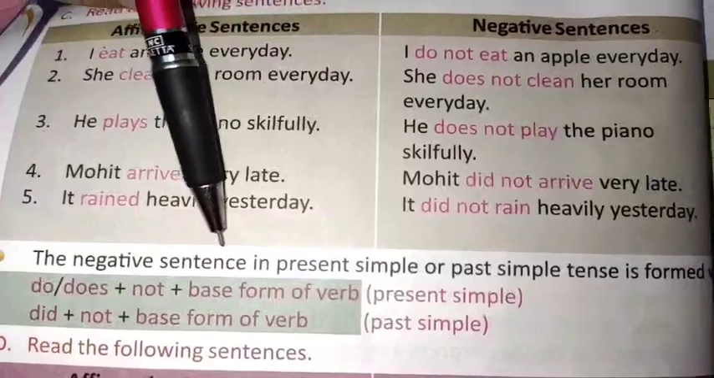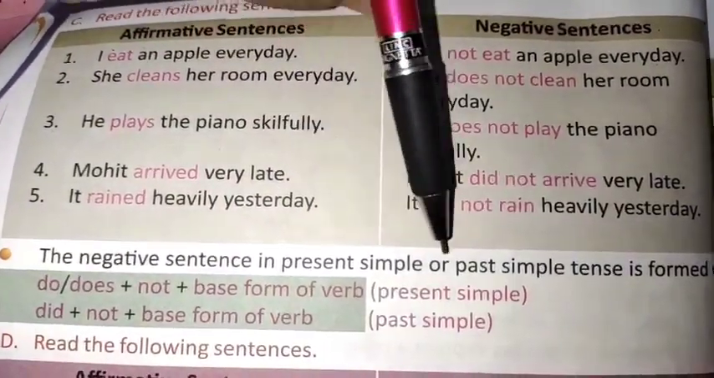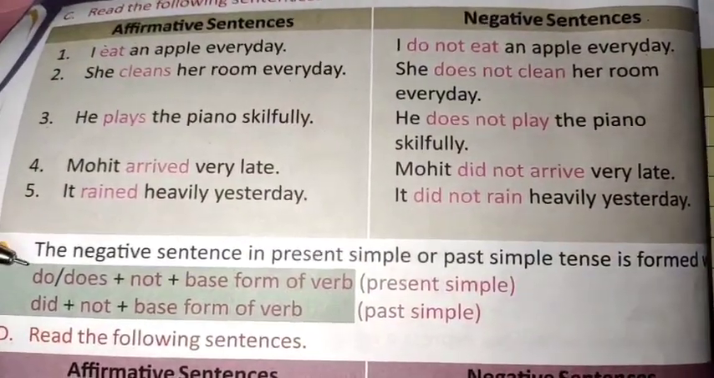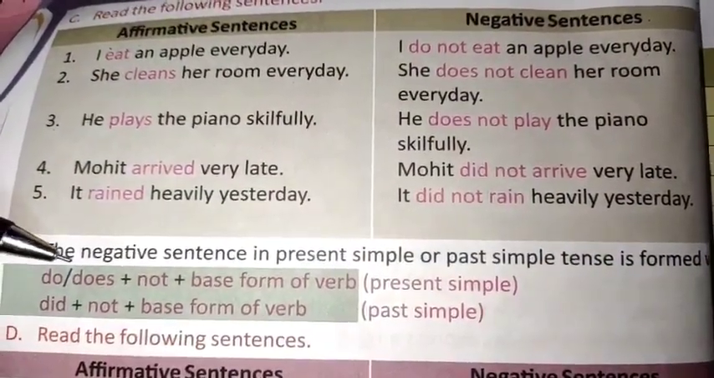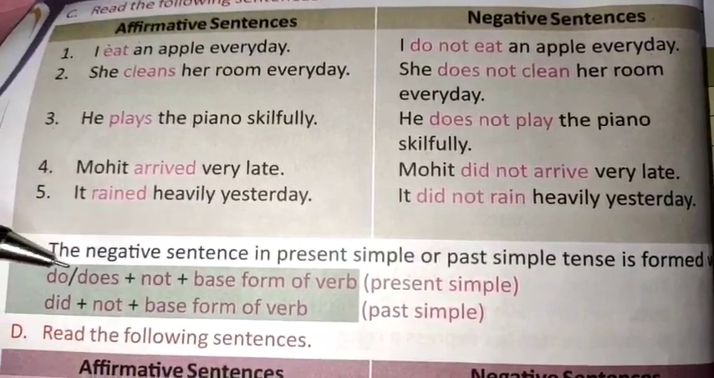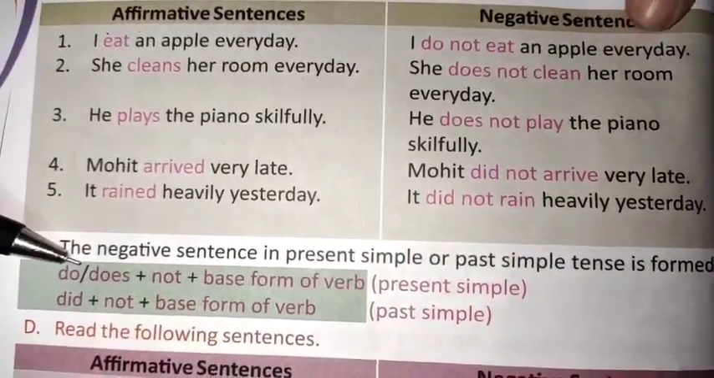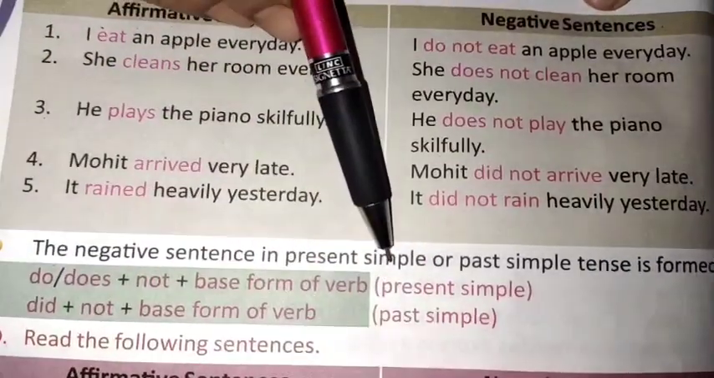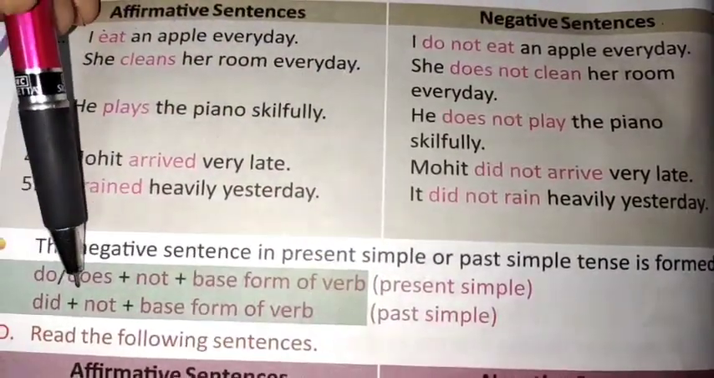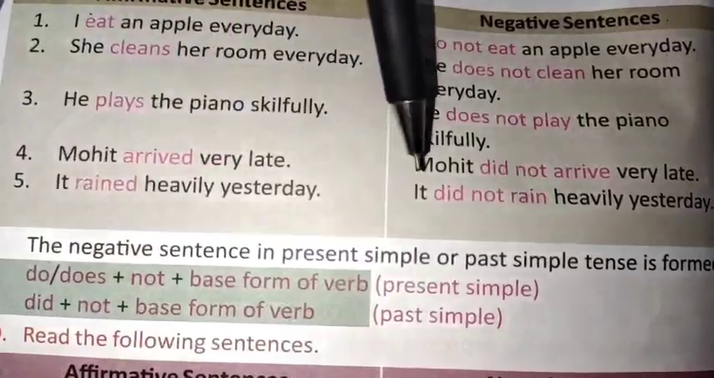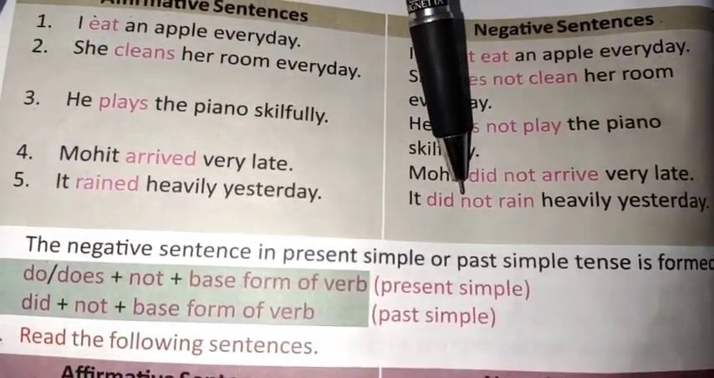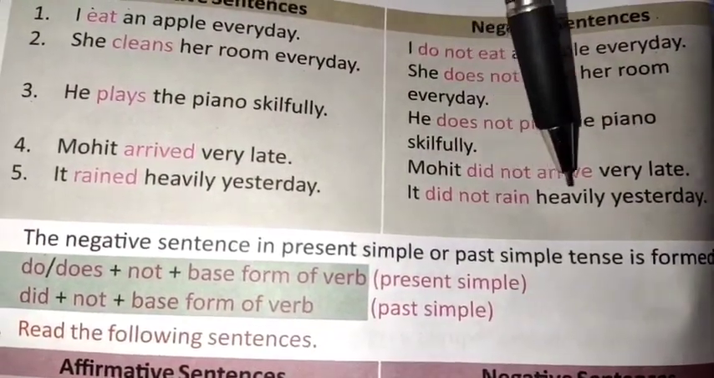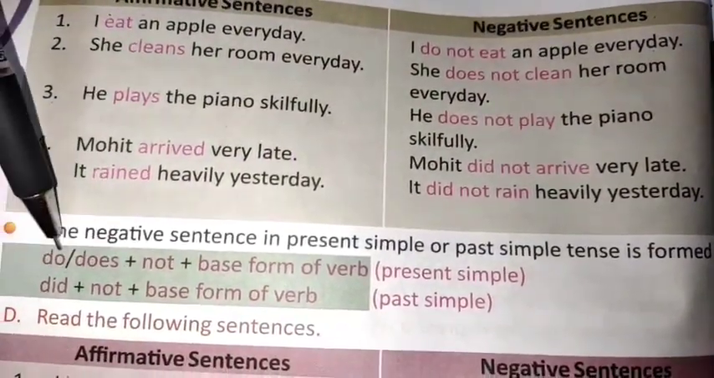The negative sentence in present simple or past simple tense is formed with, for example, do or does. I do not eat an apple. Clear? Plus base form of the verb in present simple. And did plus not. For example, it did not plus base form of the verb, rain, heavily yesterday.